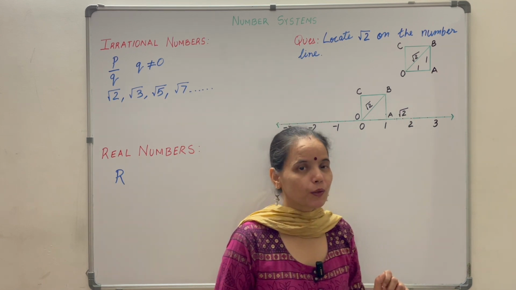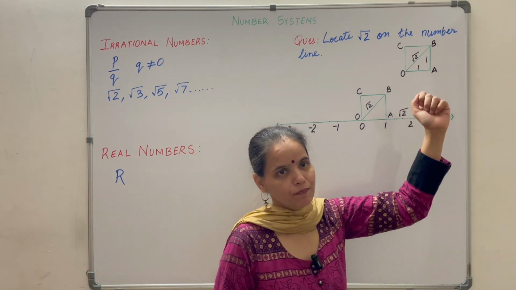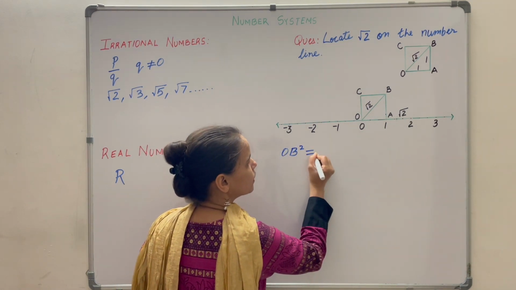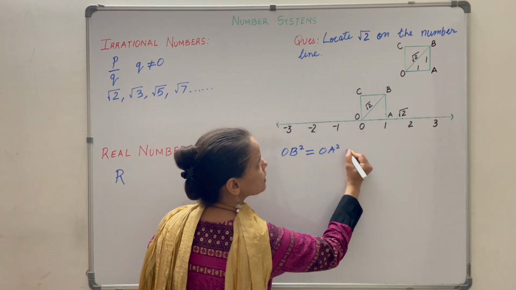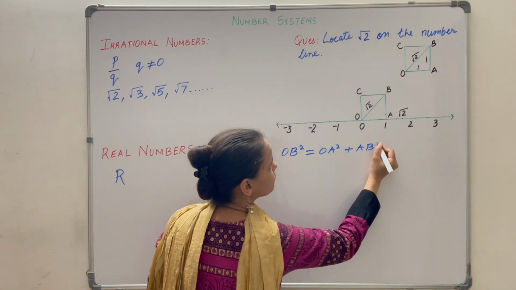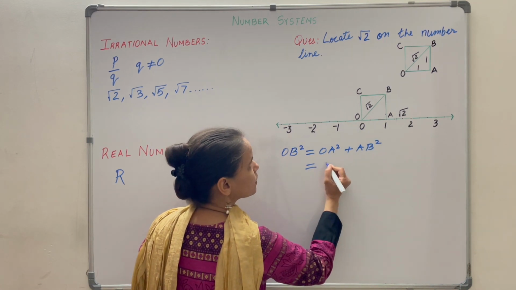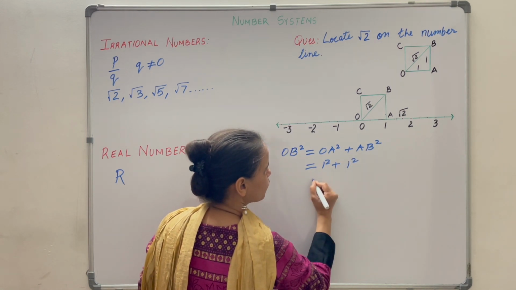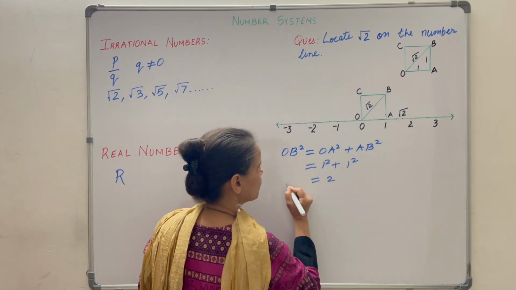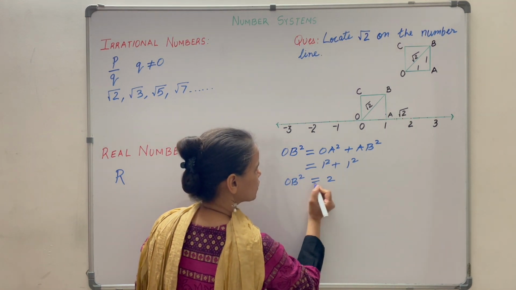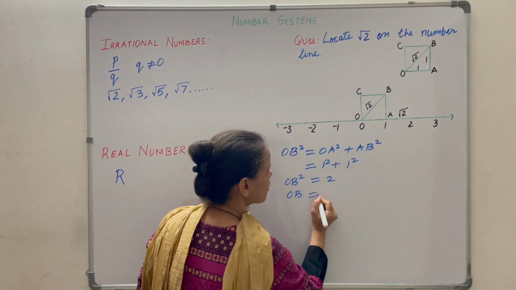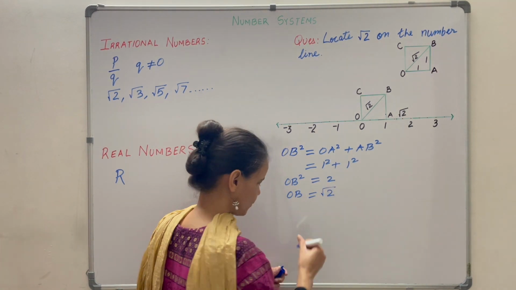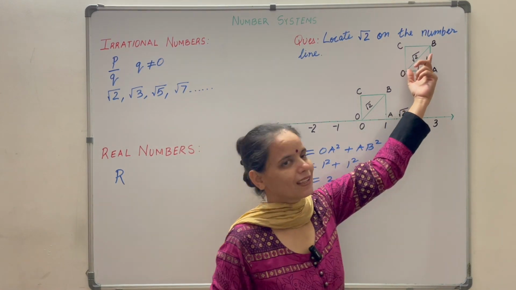So we can apply Pythagoras theorem and find out OB. As per the Pythagoras theorem, we have OB square is equal to OA square plus AB square. So OB square is equal to OA, which is 1, so this is 1 square. AB is also 1, so this is 1 square. So 1 plus 1 is 2. So you got OB square as 2. Now take square root on both the sides. So on this side you will get OB and here you will have root 2. So you got the length of root 2.